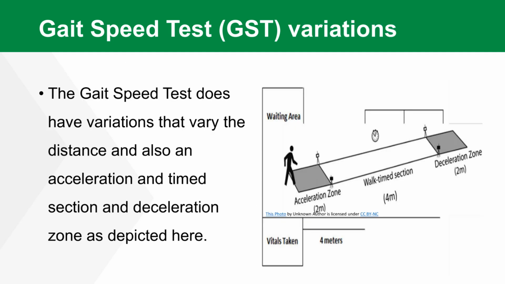The Gait Speed test also has some variations. A common variation is to perform the test over an 8-meter course, with the first 2 meters being an acceleration zone, and the last 2 meters being a deceleration zone, and the timing starts at the 2-meter mark and stops at the 6-meter mark.